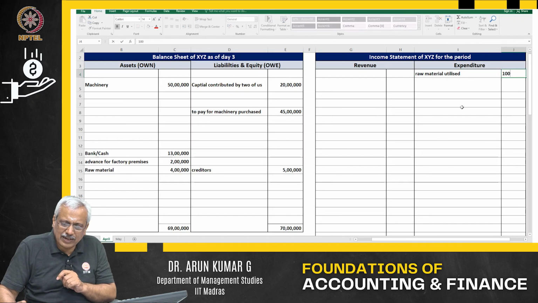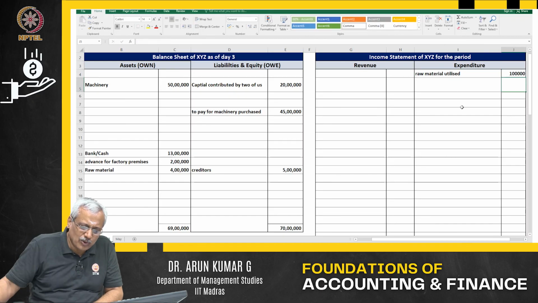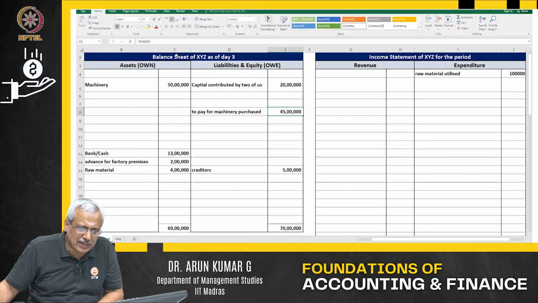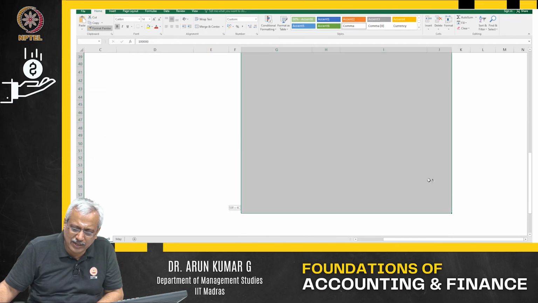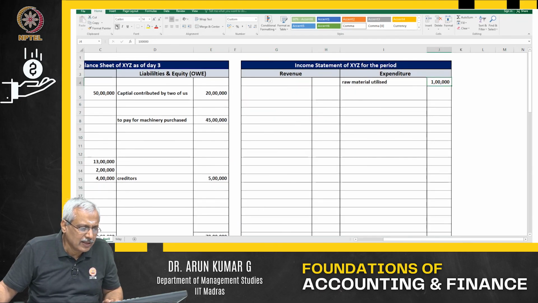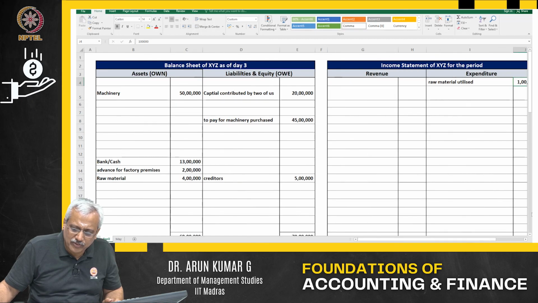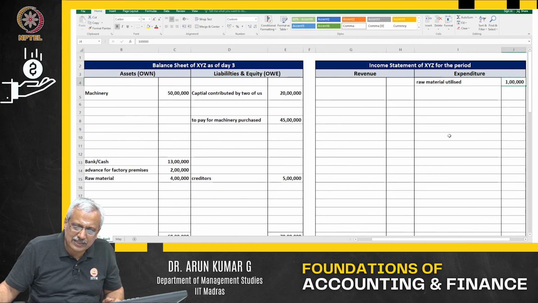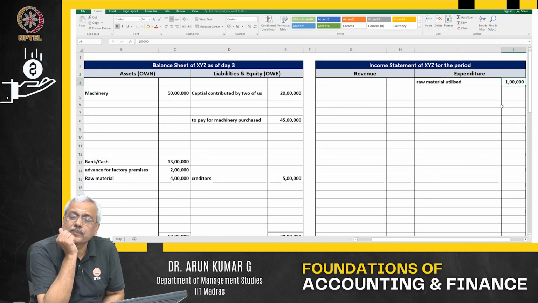How much is the raw material utilized? I have utilized 1 lakh worth of raw material out here.